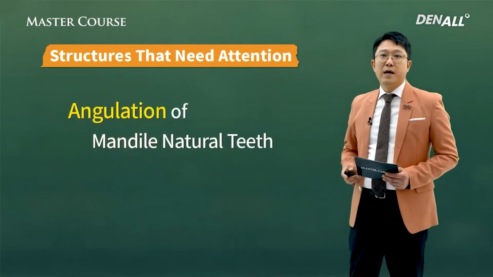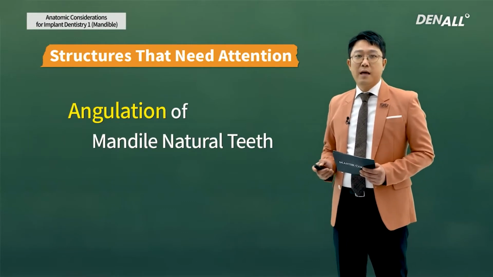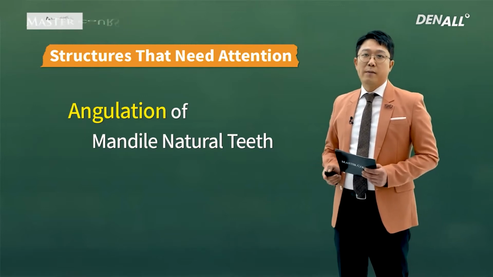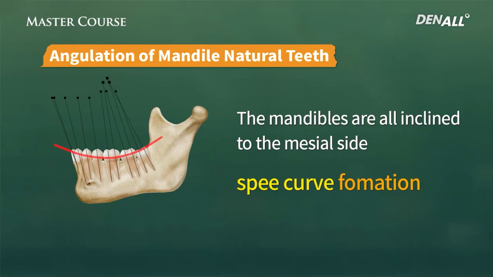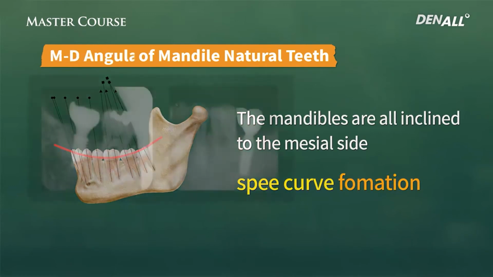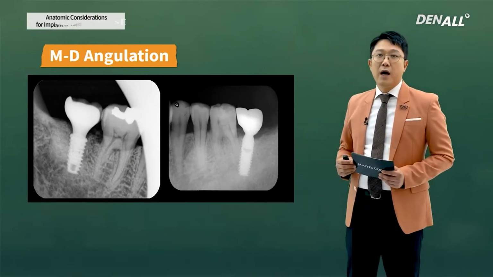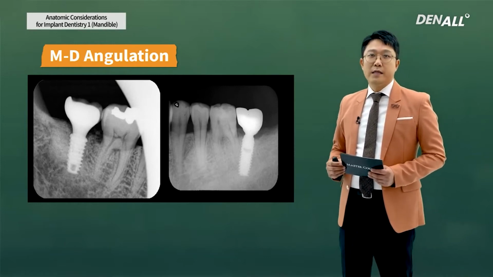This is not always the case, but when we place the implant, the angulation of the implant is similar to natural teeth. Therefore, we need to understand the direction and angulation of teeth. In the mandible, all teeth are inclined to the mesial side, so that forms a natural curve of Spee. Therefore, when you place an implant, like in the left, the inclination should be similar to the natural teeth of the mandible, so it should be mesially inclined.